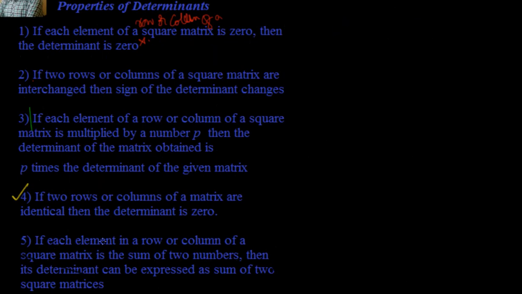The next property is: if each element in a row or column of a square matrix is the sum of two numbers, then its determinant can be expressed as the sum of two determinants. I will show it to you. What's the meaning of that? Now suppose you have a matrix like this. Maybe I need a little bit more space.